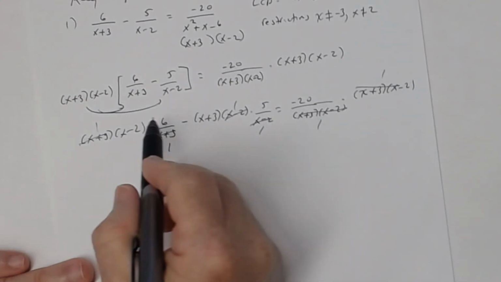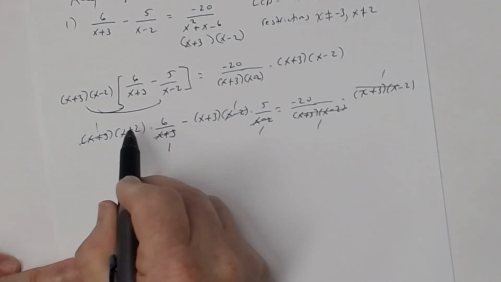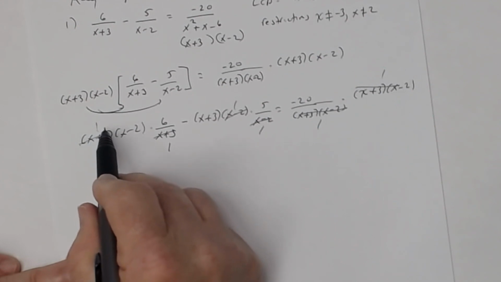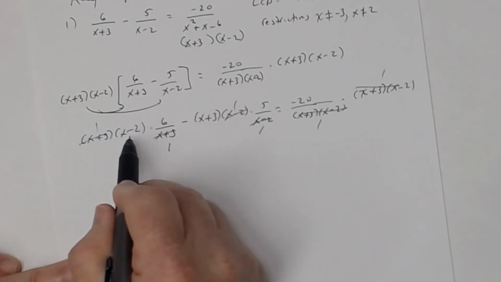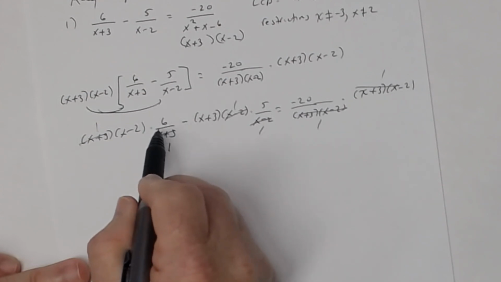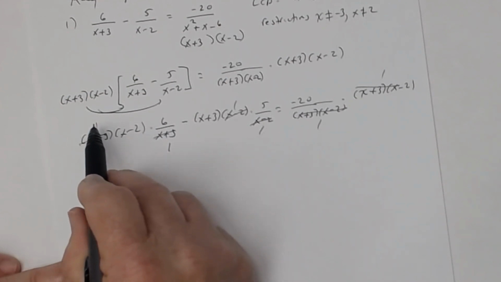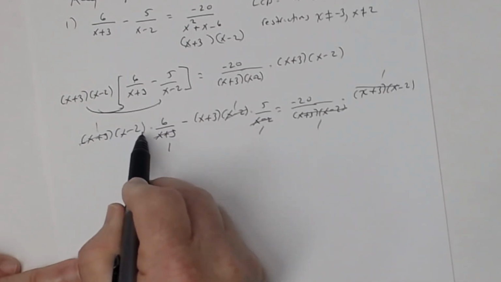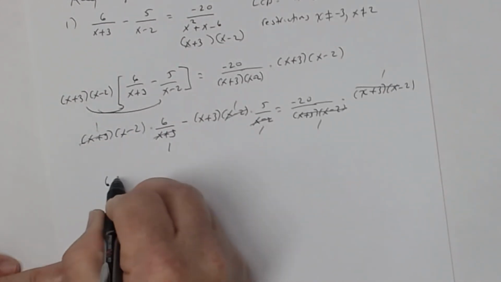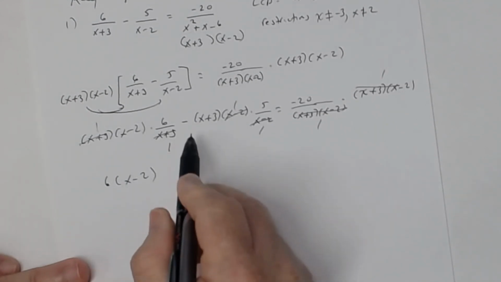All right. And then now we're going to rewrite this. We have 1. Now remember, multiplication is commutative. So the order in which you multiply does not matter. So notice I have 1 times x minus 2 times 6. So the way you want to do this is you want to say 1 times 6 is 6, and then 6 times x minus 2. So that's how you're going to rewrite this one.